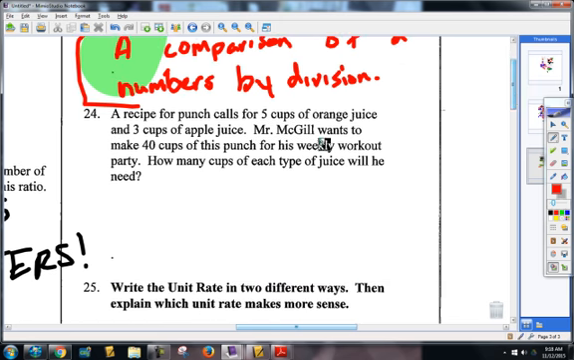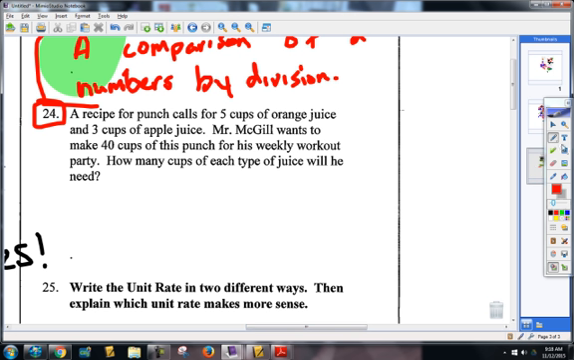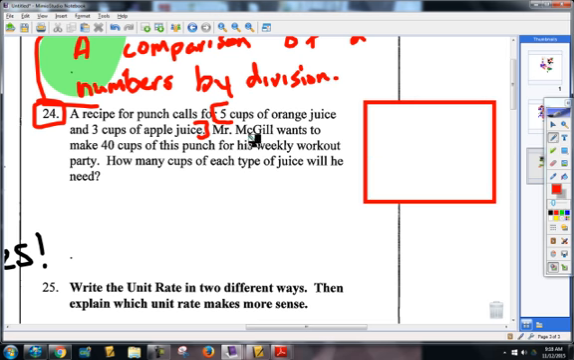Now this might be the hardest one on the test. This is kind of a difficult question. You had to really use your reasoning skills. This is where edge pieces really come out. So Mr. McGill likes to make this punch. In this punch, it has 5 cups of orange juice. It has 3 cups of apple juice, which means every time he does this recipe, how many total cups does he make? 8. Everybody draw edge pieces on your paper, please, if you didn't already.